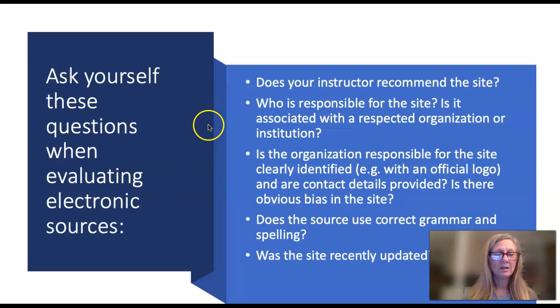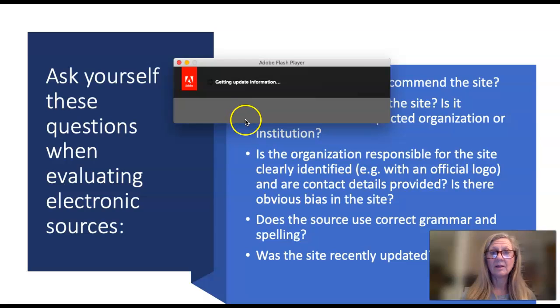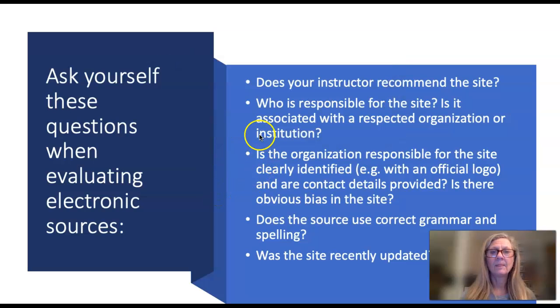And when you are looking at electronic sources like websites and blogs, you want to ask yourself questions like, who's responsible for that site? Is it associated with a respected organization or institution? So is it a government website? Is it a university website? If you notice things like incorrect grammar and spelling and it's old and out of date, especially if they have links that no longer work, I would question those websites, that they're probably not very valid anymore.